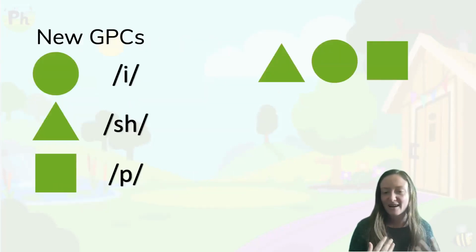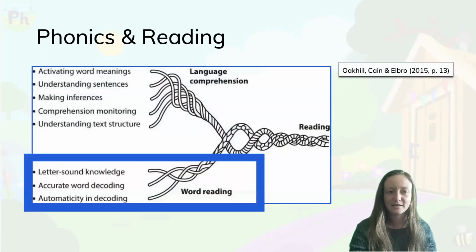So, for example, if I gave you some new grapheme phoneme correspondences, like I told you a circle was i, a triangle was sh, and a square was p, you'd be able to read this at the top up here as sh, i, p, ship. It's the same skill of blending, even though I've used completely new GPCs instead.